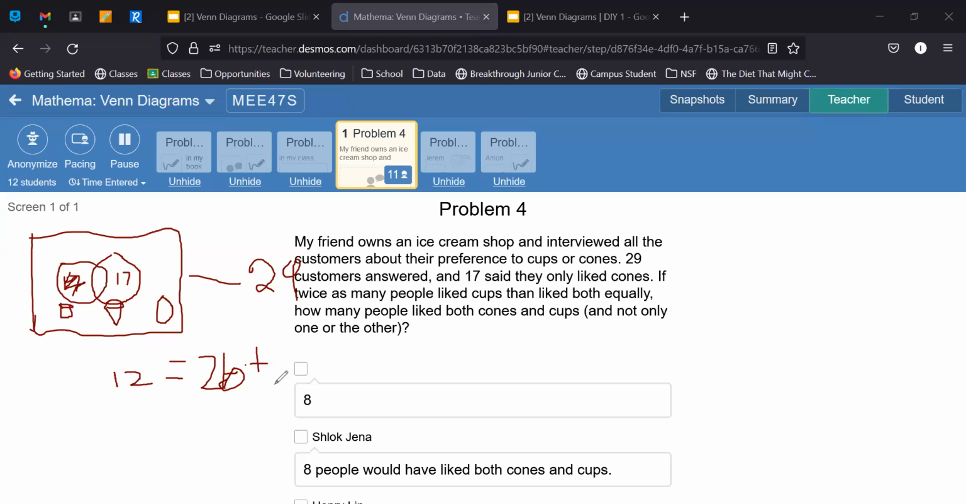Okay, so we know that twice as many people like cups than like both equally. So if we say B is the number of people who liked both equally, then 2B is the number of people who liked only cups. So we would have 3B, right? Because B plus 2B is 3B, right? So we divide both sides by 3, and we get 4 is equal to the number of people who liked both cups and cones.